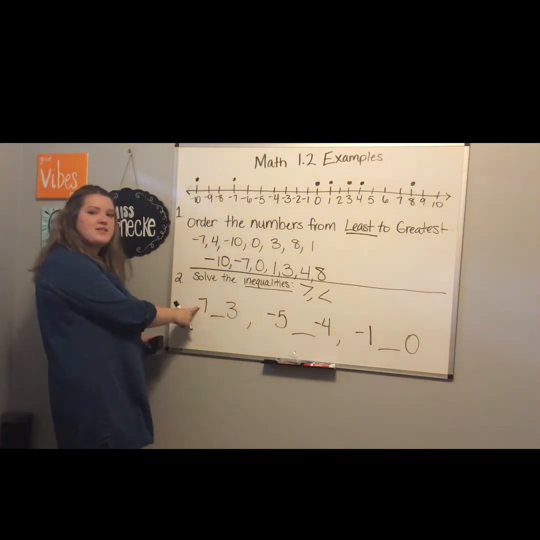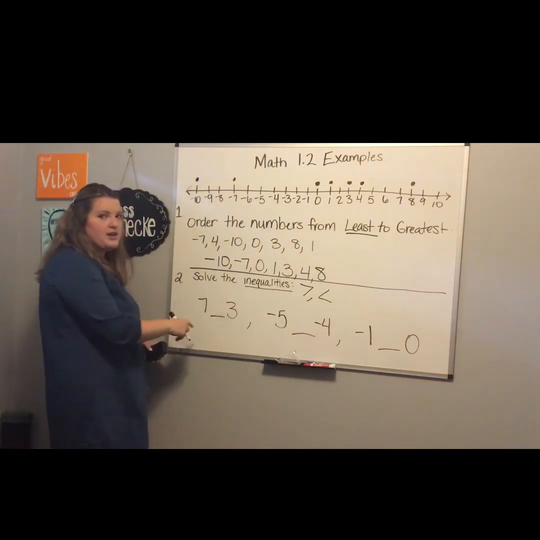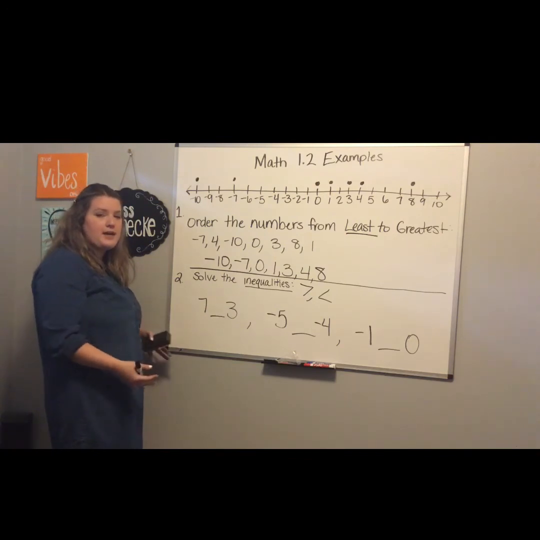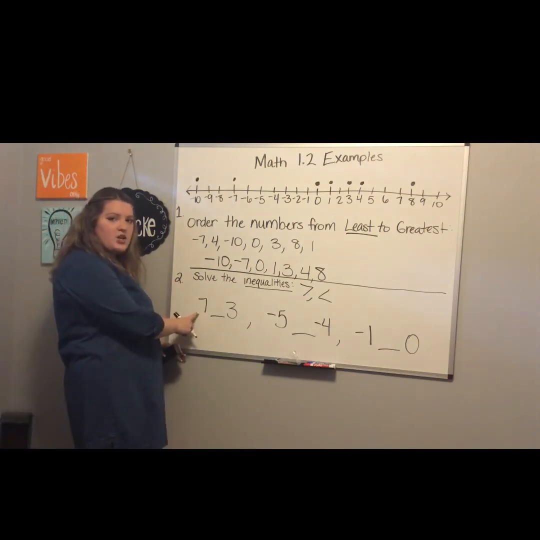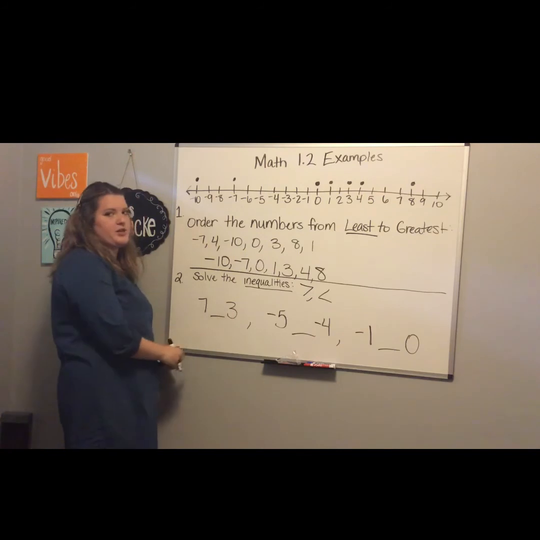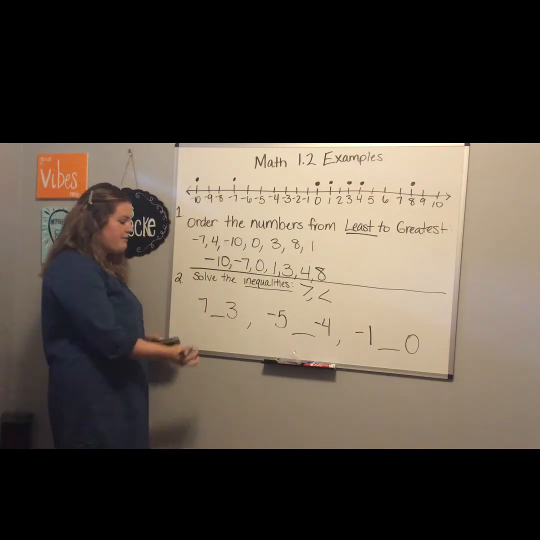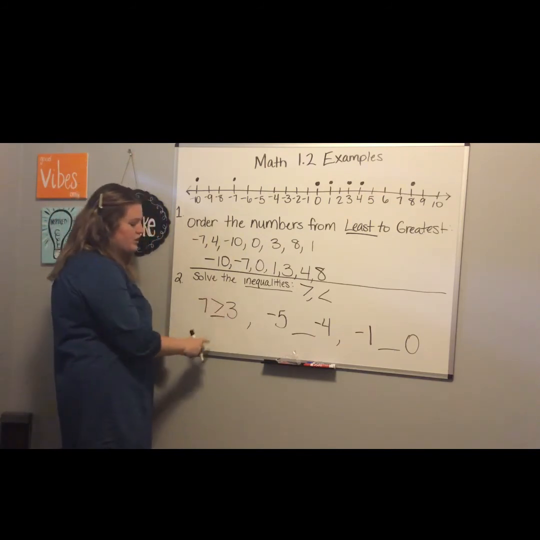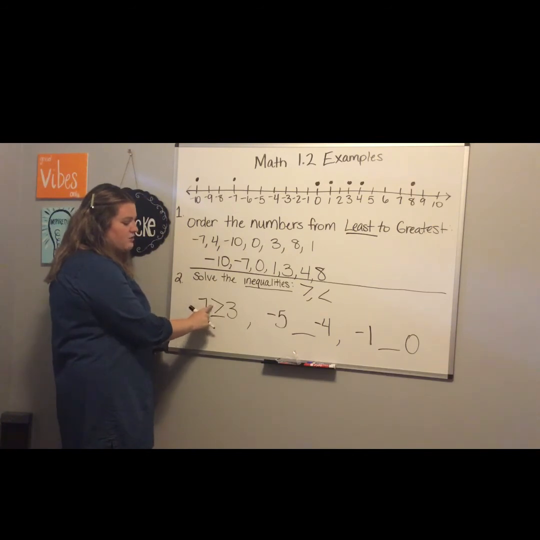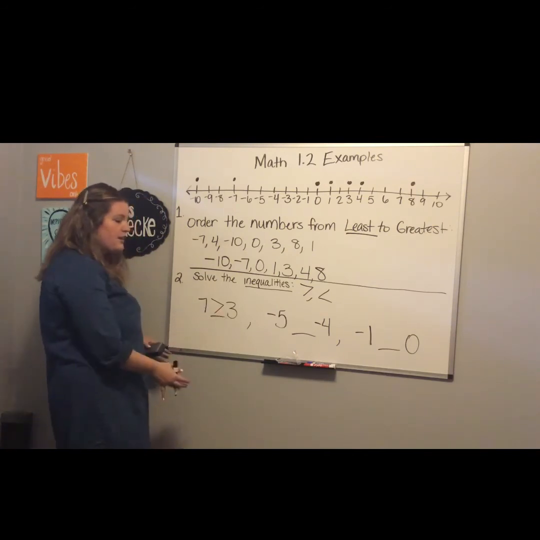So I have a positive 7 and a positive 3. You could also think of it in terms of money. Would you rather have $7 in your pocket or would you rather have $3 in your pocket? I would rather have $7. That is the larger number. So 7 is greater than 3. That's how you read that.